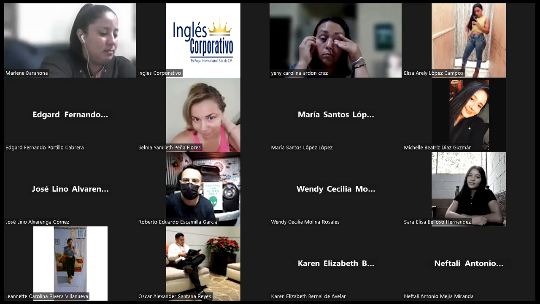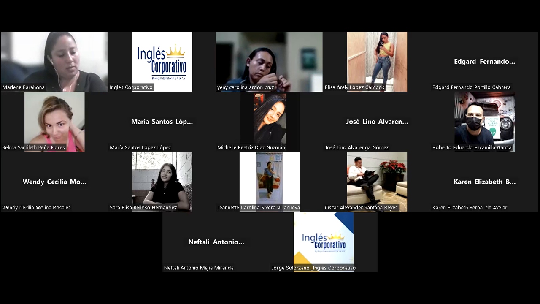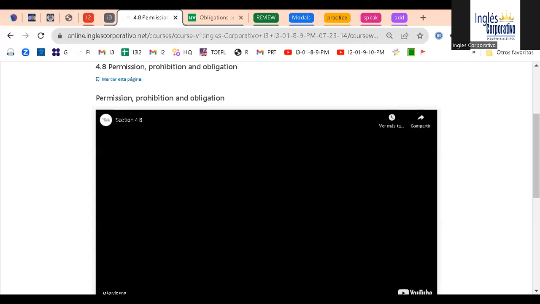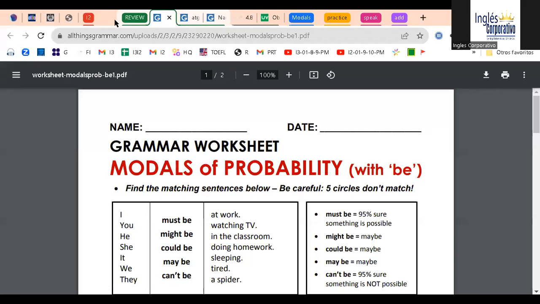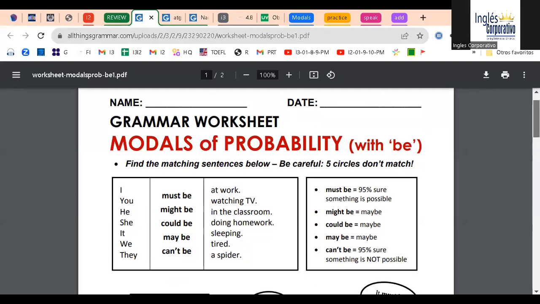Well, we're gonna start with our session for today. This is our session number, let me see, 13, I guess. Yeah, I think so. Okay. In today's lesson, guys, we're gonna be checking some modals related to permission, prohibition, and obligation. In yesterday's class, we were talking about modals related to probability, right? So let's see, what do you remember about these modals of probability?